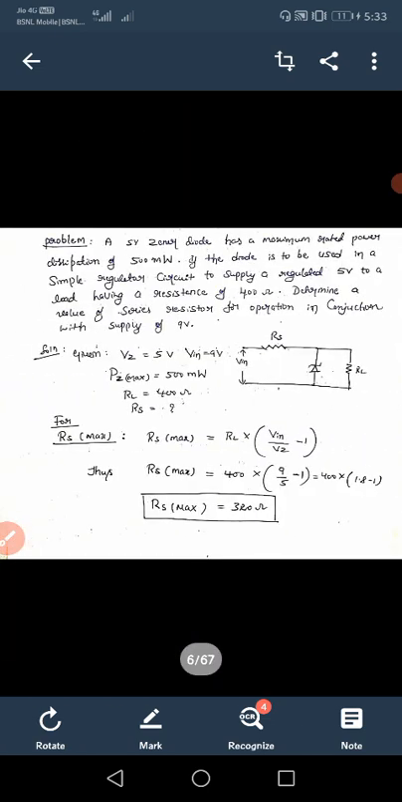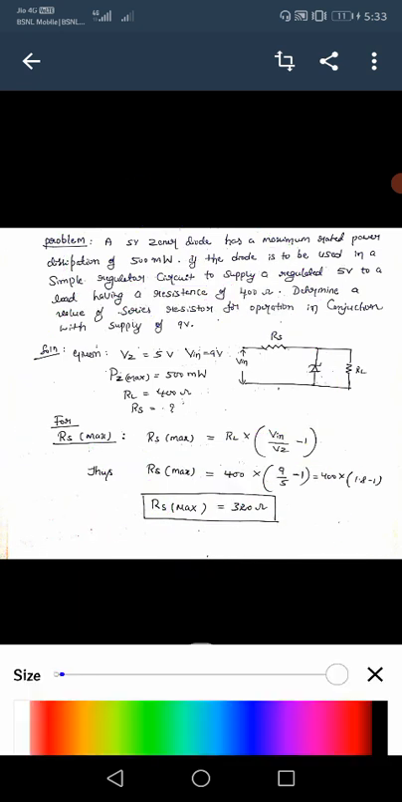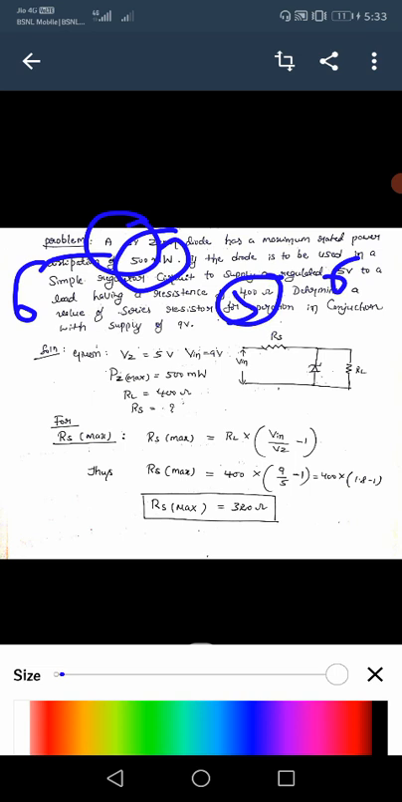The exact problem which I have written here is the textbook problem. Only the change is here: 5 was there, they have given 6, and maximum power dissipation 500 they have given, no change. So it is decided to use a simple regulator to supply a regulated 6 volts to the load of 500. These are the small changes they have given, with the supply of 12 volts.